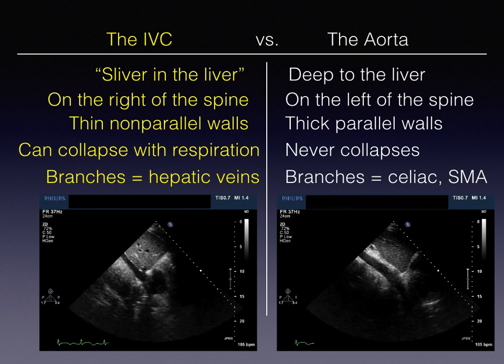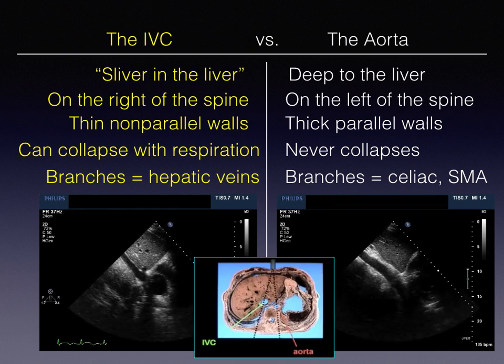The aorta, on the other hand, is deep to the liver, as you can see in this diagram. It's on the left of the spine. It has thick parallel walls, sometimes with atheromatous disease, which is usually seen in the abdominal portion of the aorta, not the upper thoracic, by surface ultrasound. It doesn't collapse, and its branches feed the bowel. Here's an anatomic diagram showing the difference between the IVC and the aorta, and why the aorta is apparently below the liver as opposed to within the liver.